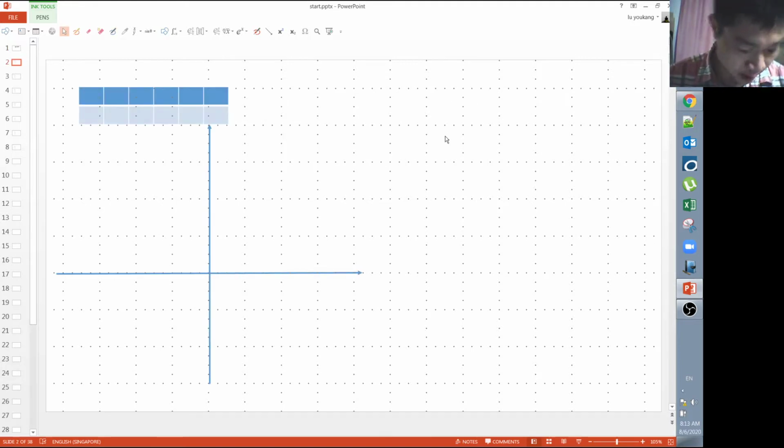So let me write down the graph. I'll write down the equation which I need to graph. Okay, so you have y is equal to 1 over x here. Alright, so in order to draw this graph, what you need to do is you need to set up a table with your x and y value.